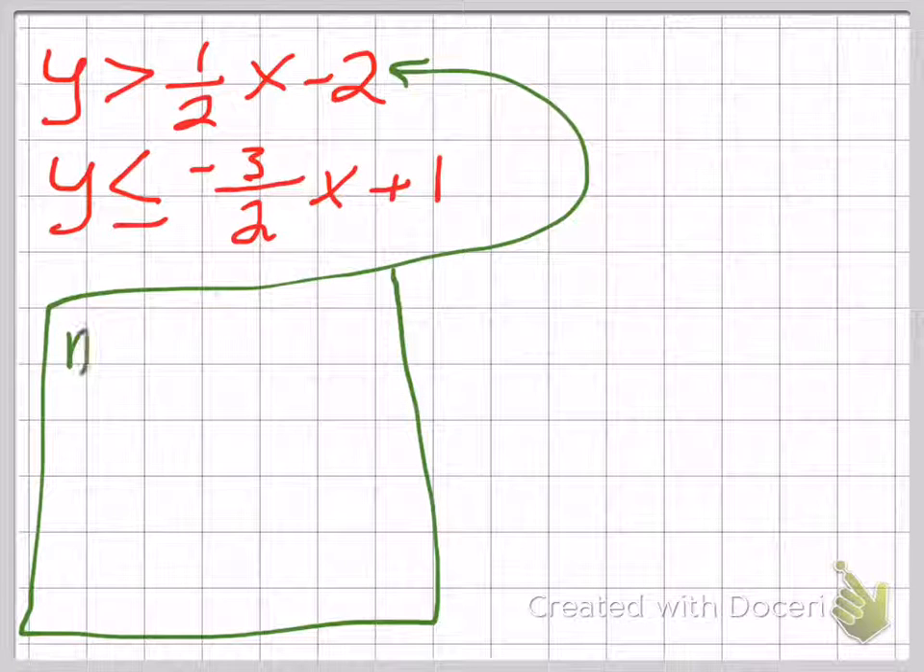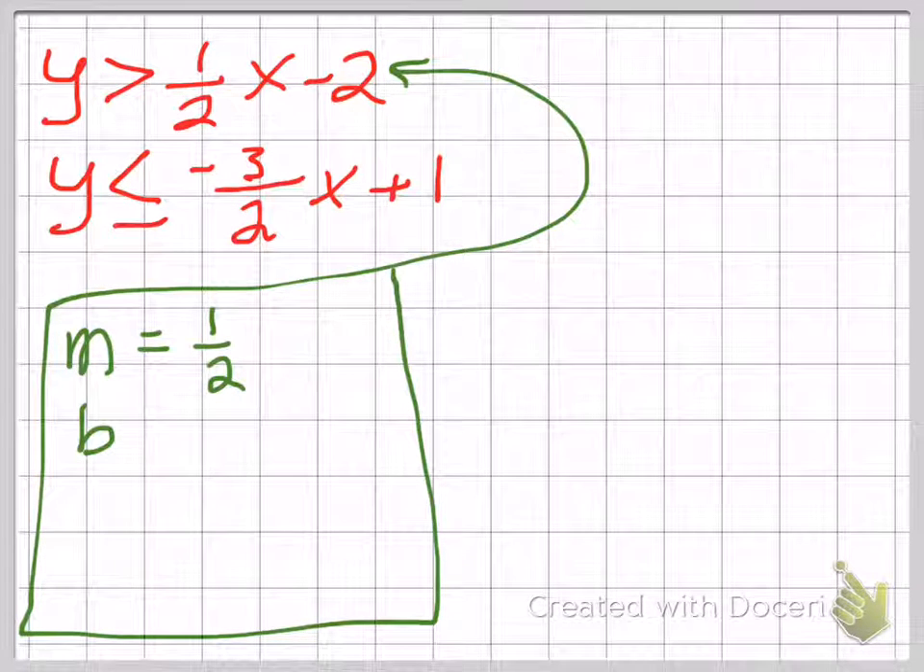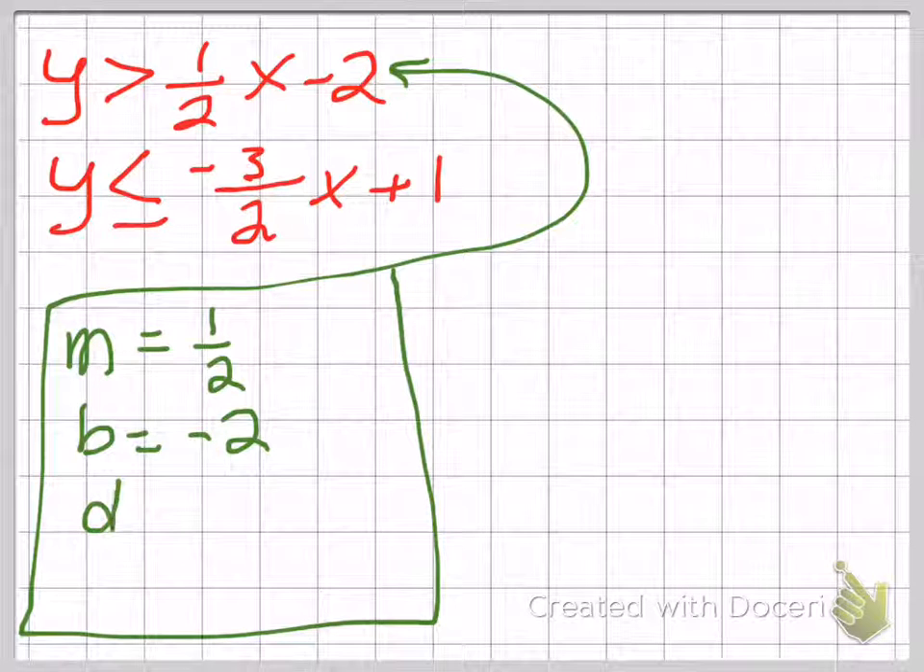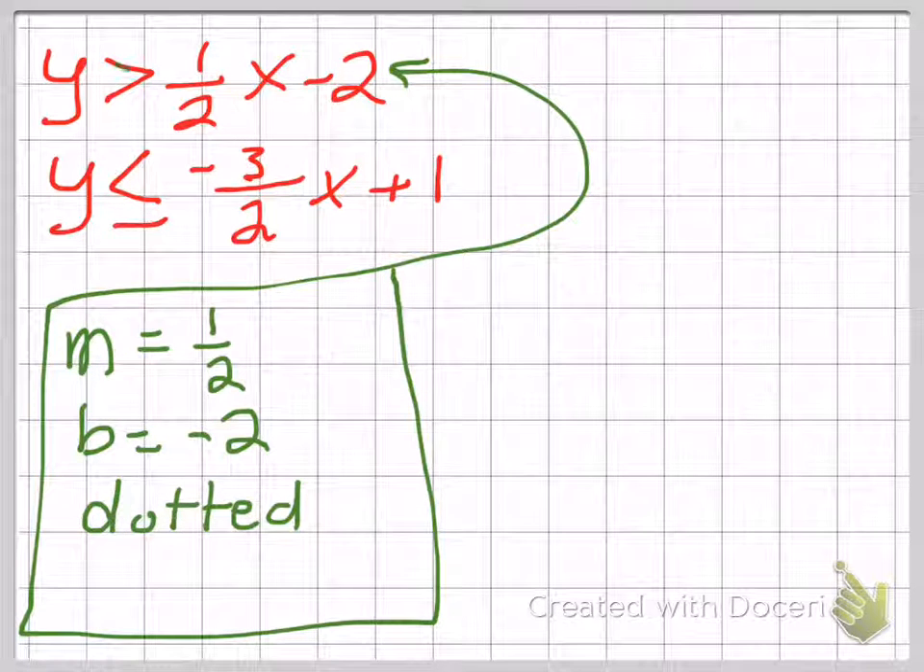I know m, my slope, is 1/2. And I know my y-intercept is -2. And it is going to be a dotted line and shaded above, since it's greater than y right here. Okay, I'm going to shade above.